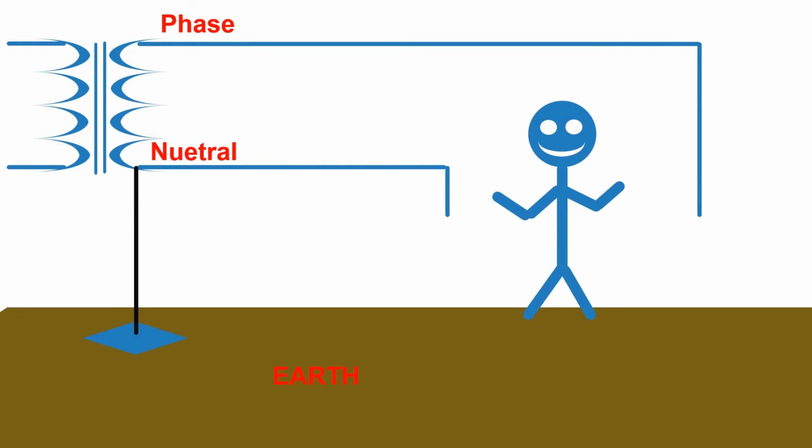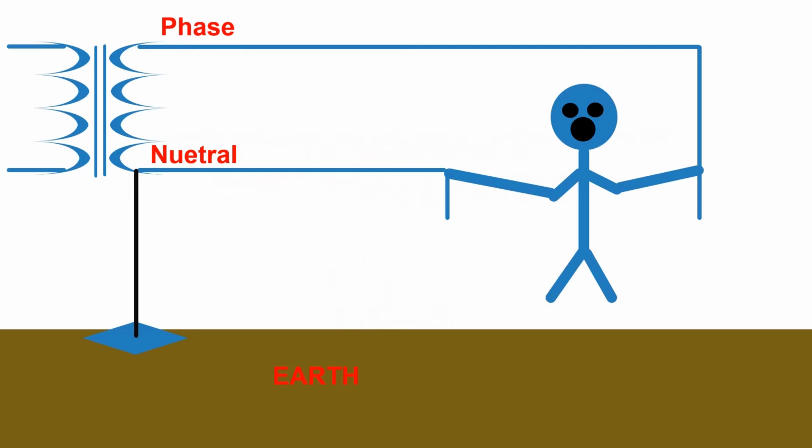Now we will see what happens when a person touches a live neutral wire. Here the person is standing on earth barefoot. When he touches the neutral wire, since both his leg and hand are at the same potential, there won't be any flow of current, and this is a safe situation.